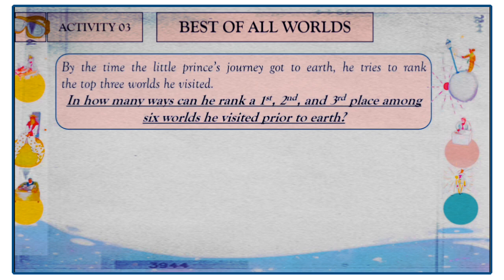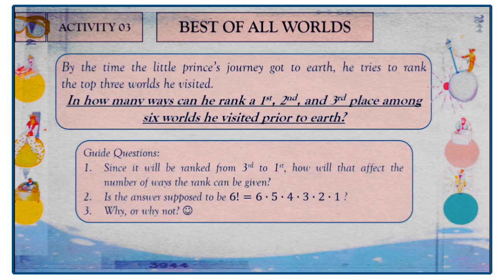Earth? So now it's like those times when someone journeys in life, right? You try to think about all those best moments or best places you've gone to, like at the end of a trip, probably. You have like, oh, that's a favorite, that's a favorite, that's a favorite. Now you try to rank them. So that's the point of this part. What I want you to think about first: since it will be ranked from third to first, or first to third, in whatever order, how will that affect the number of ways the rank can be given? Is the answer supposed to be 6 factorial, just like earlier? Why or why not? That's what we want to talk about here.